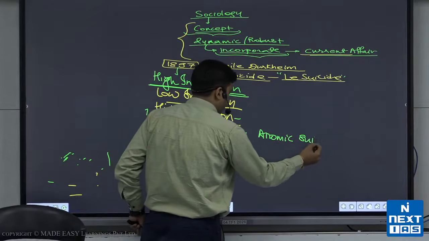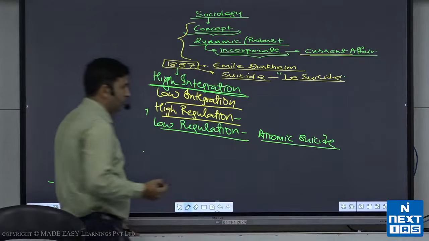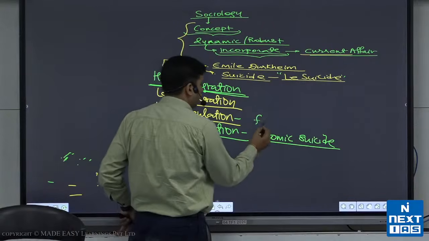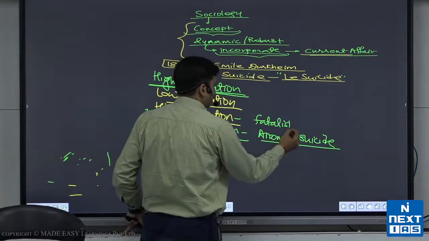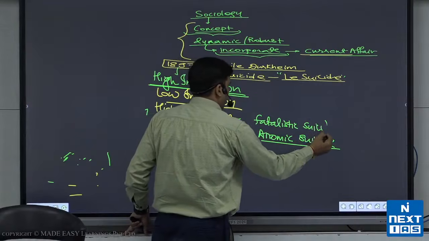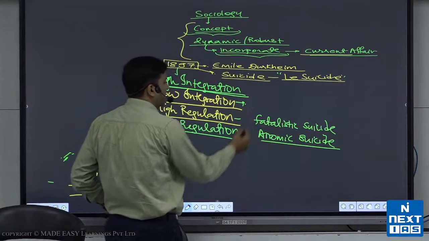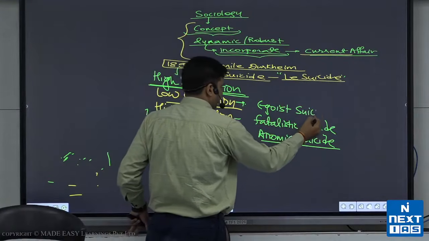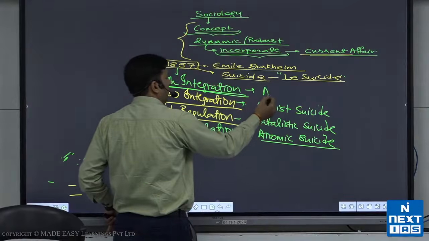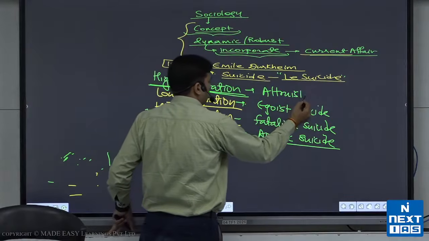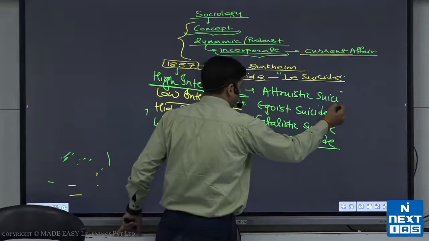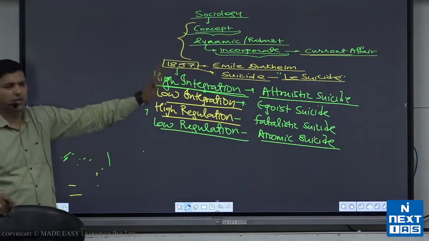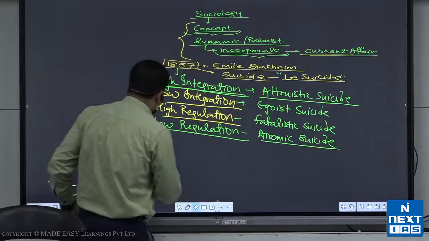And he gave a unique name to each of these suicides. So he called it anomic suicide. High regulation he called fatalistic suicide. Now, he called low integration egoistic suicide, and high integration altruistic suicide. And he defined suicide as an act of killing oneself, right? That was his theory. I am trying to give it to you in a short form.